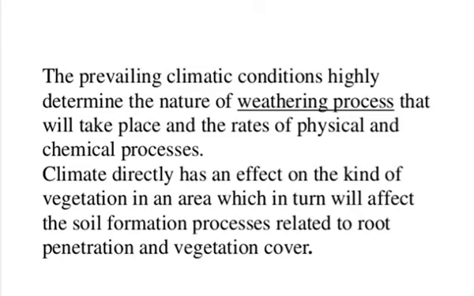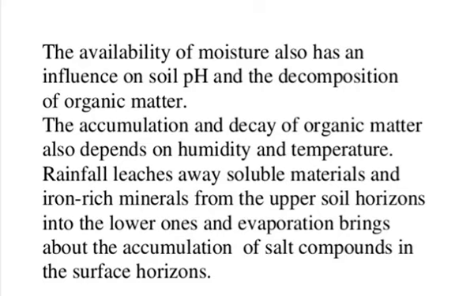Climate has a direct effect on the kind of vegetation in an area, which in turn affects soil formation processes related to root penetration and vegetation cover. The availability of moisture also has an influence on soil pH, and accumulation and decay of organic matter. Rainfall leaches away soluble materials and iron-rich materials from the upper soil horizon to the lower soil horizon, that is known as a zone of accumulation, the process known as illuviation.